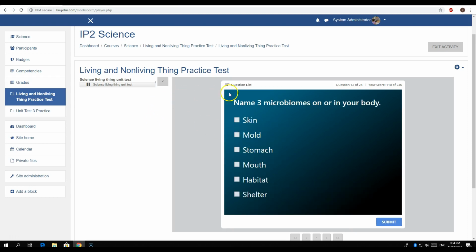Okay, now name 3 microbiomes on or in your body. Microbiomes are small habitats on your body. So where do the bacteria like to grow on people? On your skin, in your stomach, and in your mouth. This is why you need to brush your teeth, you need to wash your hands, but the bacteria in your stomach oftentimes is very good for you. You need that bacteria to eat.